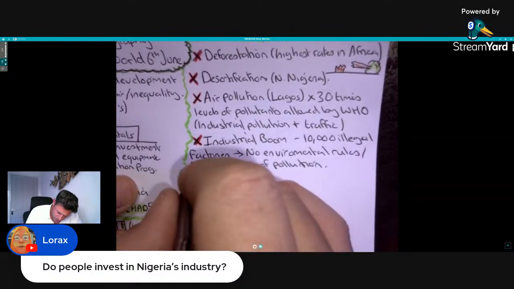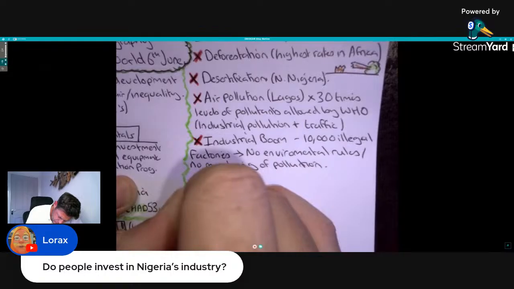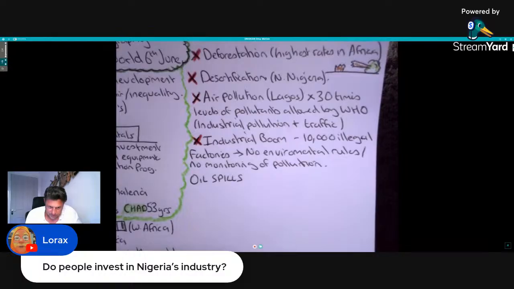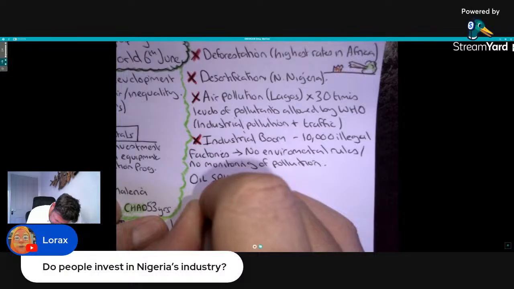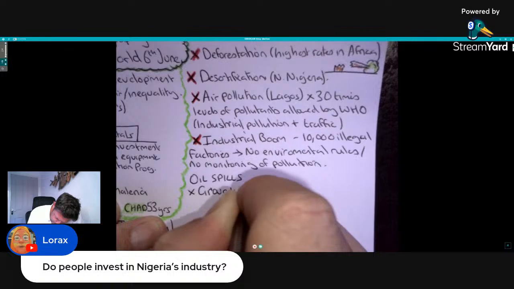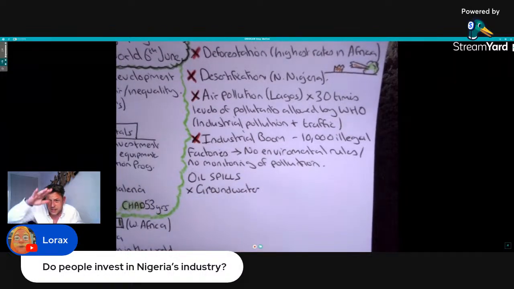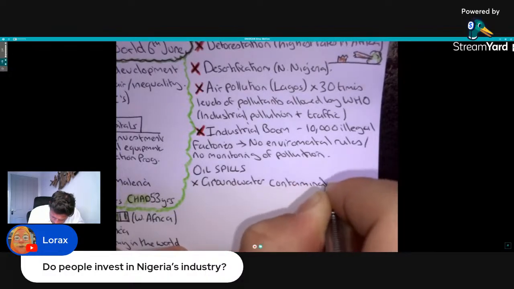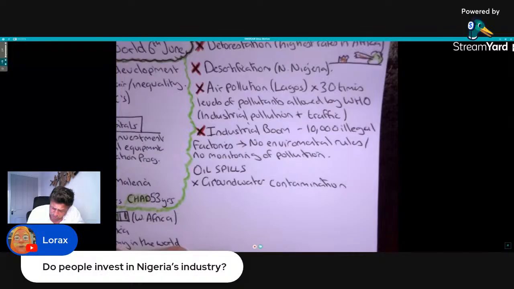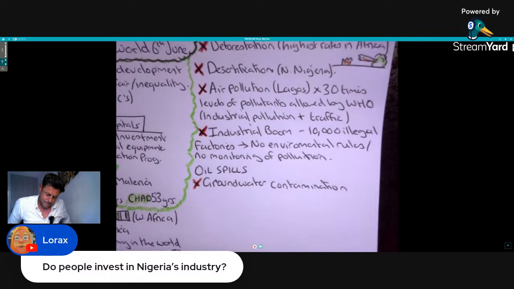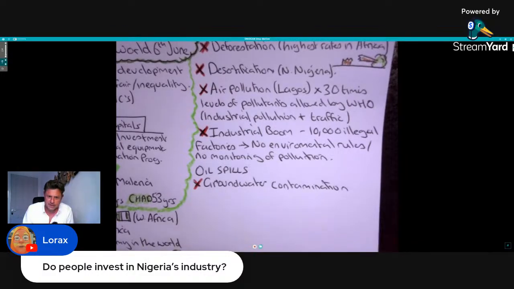But let's get to the big one. The big one is oil spills. This is the biggest issue in Nigeria. Oil spills from the oil industry. So what's the issue of oil spills? Well, it creates groundwater contamination. So the oil spills, the oil soaks into the soil, which then soaks into the groundwater, which then becomes contaminated with oil pollutants. This is basically the drinking water of the people. It becomes polluted with oil contaminants.